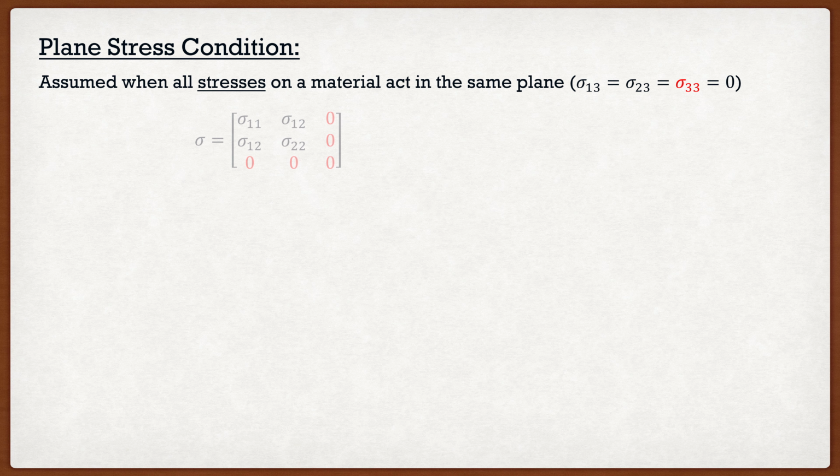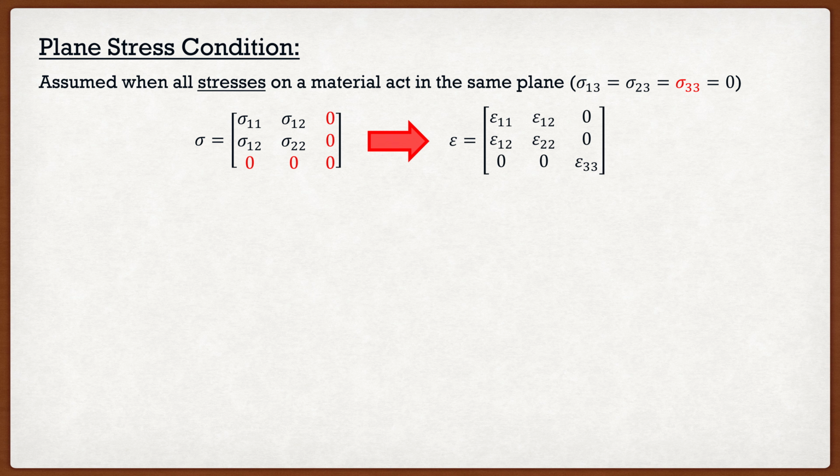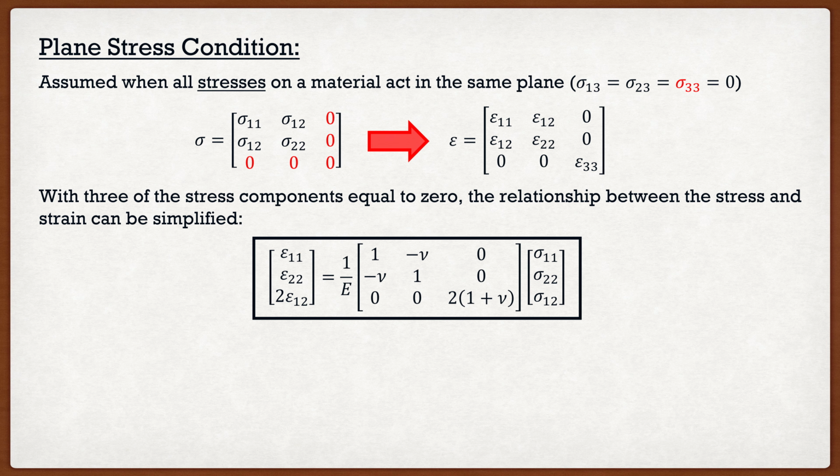Why is that nice? Well, our stress tensor becomes the following, where we have sigma 1,1, sigma 1,2, and sigma 2,2. So instead of 6 unknown components, we only have 3. This results in a strain tensor of epsilon 1,1, epsilon 1,2, epsilon 2,2, as well as epsilon 3,3. Because of the simplification, we can also simplify our compliance matrix, which is found below. So instead of it being 6x6, we now have a nice relationship between the strains and the stresses by a 3x3 matrix, nice and easy.